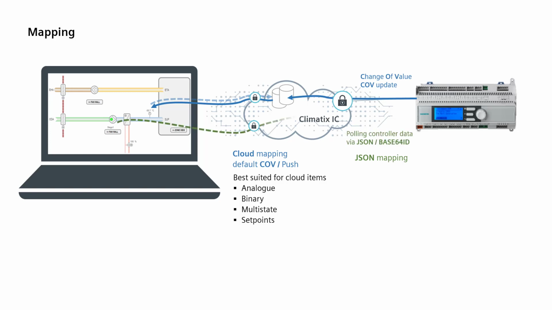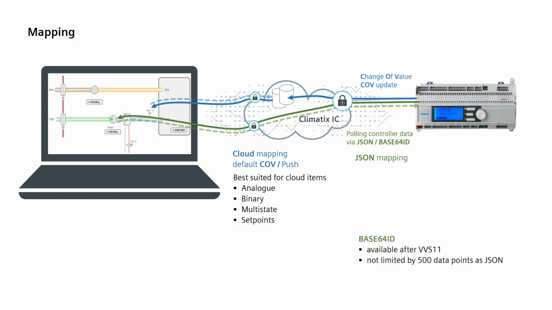The JSON mechanism enables data to be requested from the controller's API directly to the web graphic via a secure tunnel connection. The base64 ID addressing works in principle the same way as the JSON. However, it is a newer encoding format.